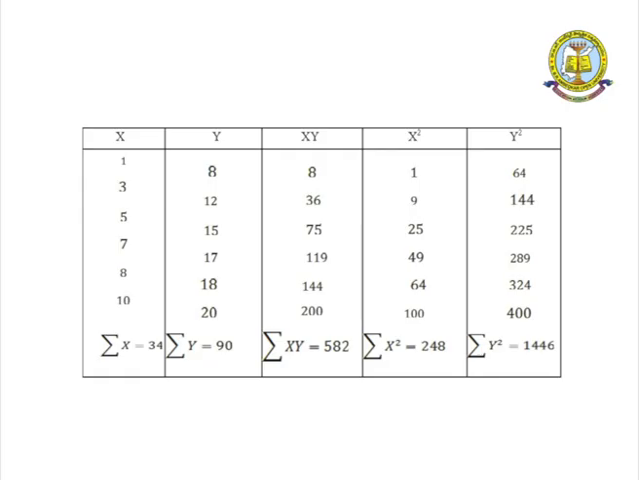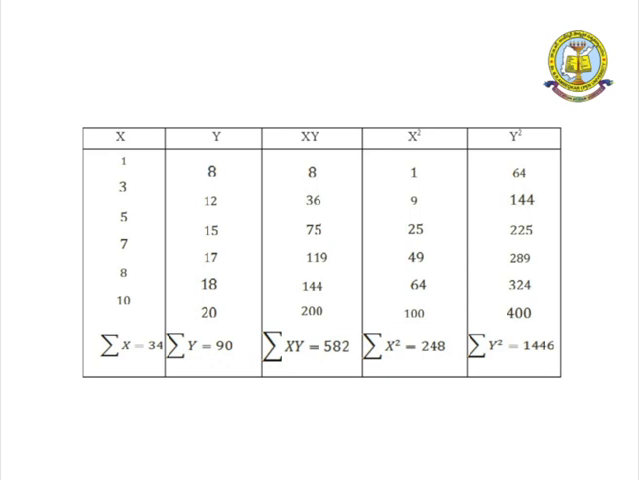How to calculate this? Now, we have x values and y values. The xy product values are required for us, the x square value is required, and the y square value is also required to get the correlation coefficient between x and y. So, now we add the total summation of x: 1 plus 3 plus 5 plus 7 plus 8 plus 10. How much is it? That is known as summation x.